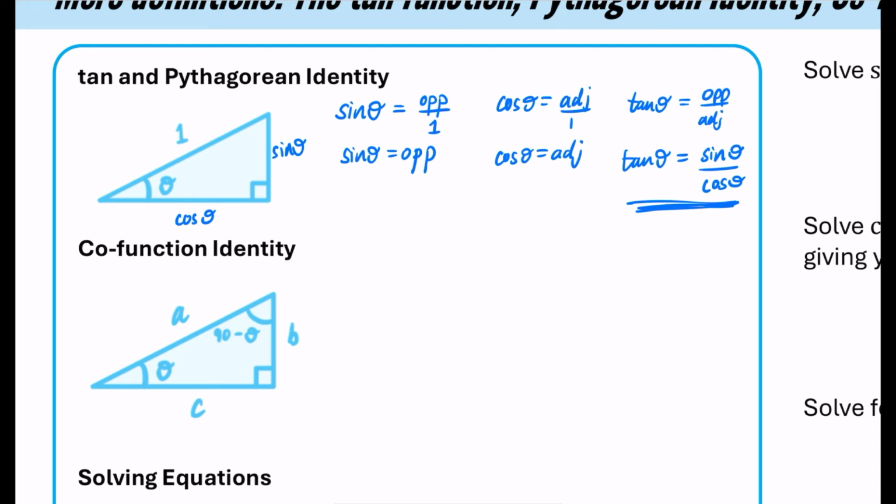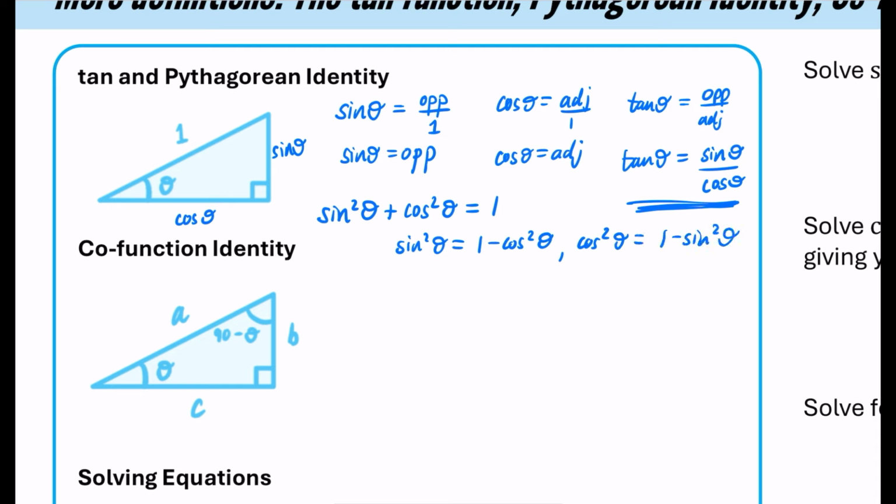Now, the Pythagorean identity shouldn't surprise you, it's going to use Pythagoras on this right-angled triangle that we've got here. So I'm going to write down the Pythagorean identity: sine squared theta plus cos squared theta is equal to 1. And you may use this in some rearranged forms. You may rearrange it so that sine squared theta is 1 minus cos squared theta. And similarly, you may also see it as cos squared theta is equal to 1 minus sine squared theta.